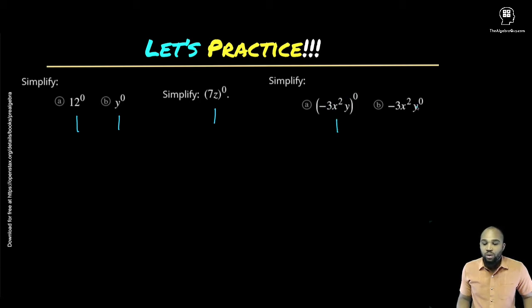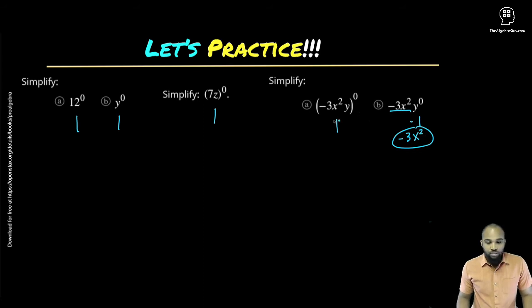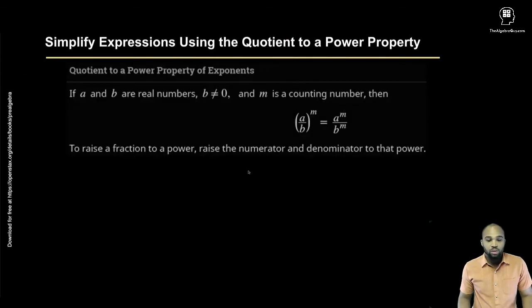What about this one? Well, I can't do this whole thing, but I know that this piece is going to be 1. This is times 1. And I'm going to leave all of this the same. So my answer is just going to be negative 3x squared times 1, which is just negative 3x squared. So there's how you do those to the 0.